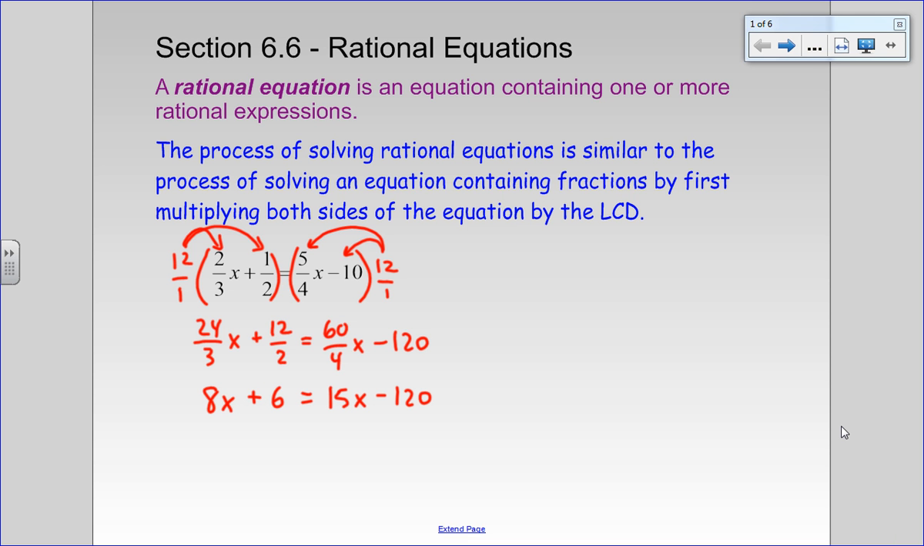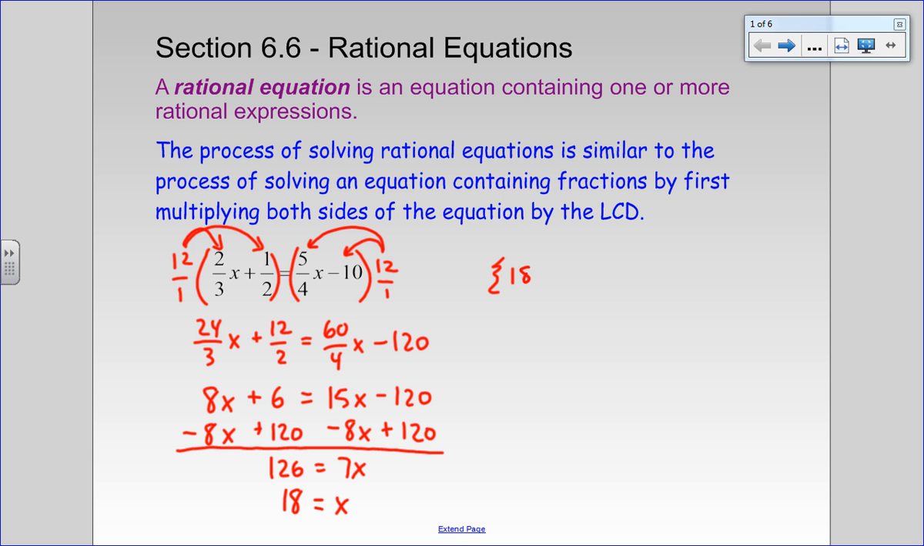Now this equation without fractions is fairly easy to solve. We just want to isolate the variable. Let's subtract 8x on both sides, and also add 120 on both sides. This results in the equation 126 equals 7x, and then we can divide both sides by 7 to obtain the equation 18 equals x. So our solution set contains one number. 18 is the solution of the equation. We could verify that by checking it in the original equation and noting that it makes the equation true.